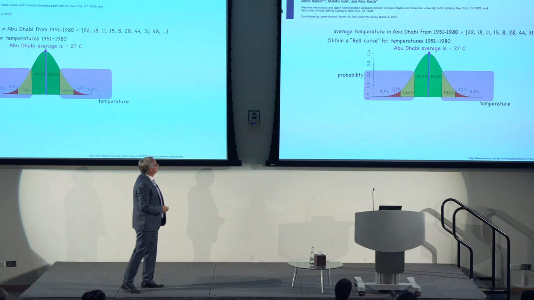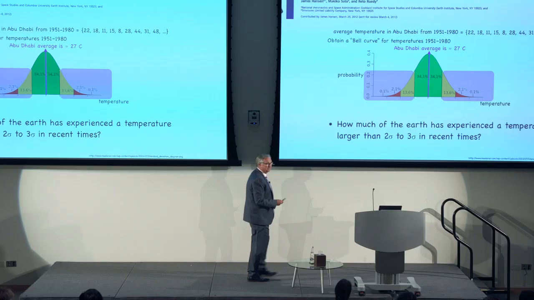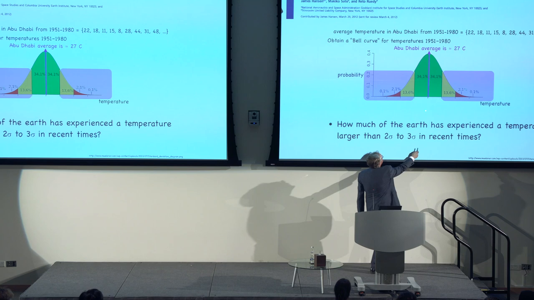And so the question is, how much of the Earth has experienced a temperature larger than these purple bars indicate, 2 or 3 times the standard deviation? Because Hansen and his colleagues recognized very quickly that a small change in the mean has a big effect on the tails. So let's see how that works out.